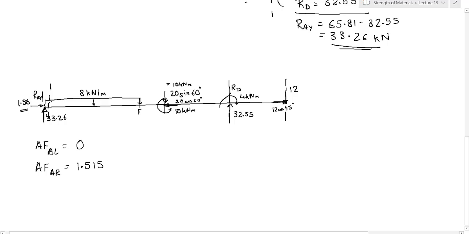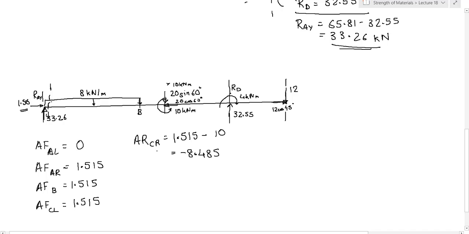Then at this point B, there is no change, before or after, right? So it will be just 1.515. When we reach C, to the left of C, it is 1.515. But to the right of C, we have what? It is 1.515 minus 20 cos 60. So we will do minus 20 cos 60, which is 10. So this comes out to be minus 8.485.